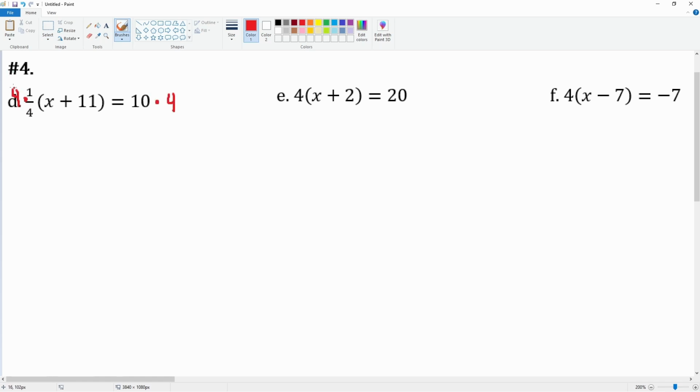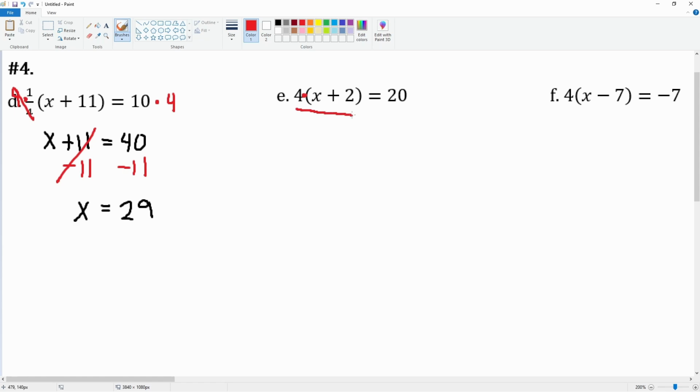4 on top, 4 on bottom does cancel, leaving you with just a x plus 1 on the left hand side because there's only a 1 in front. This is going to be equaling 10 times 4, which is 40. The plus 11, the inverse is negative 11 to both sides. The left side does cancel, making a 0, leaving you with just an x is equal to 29.